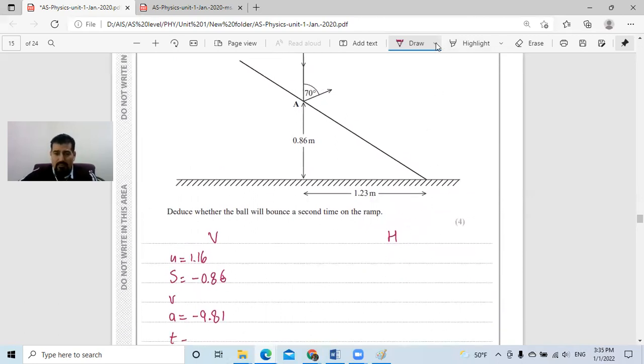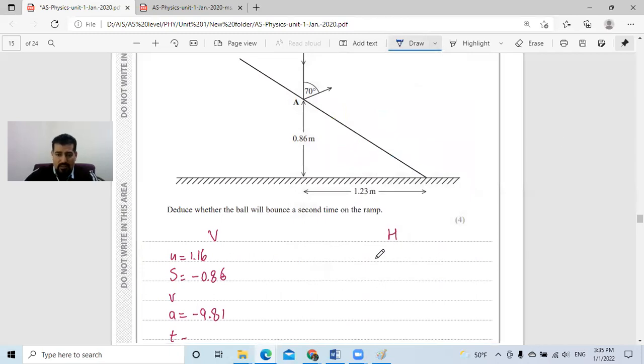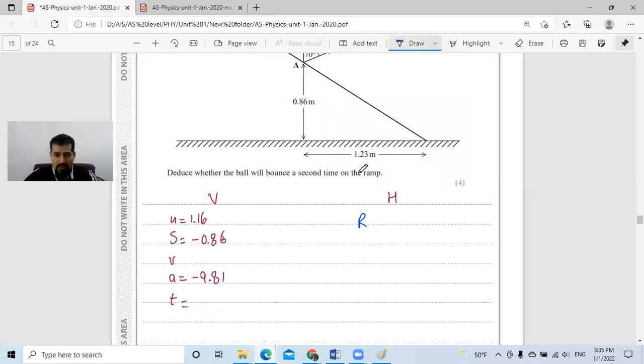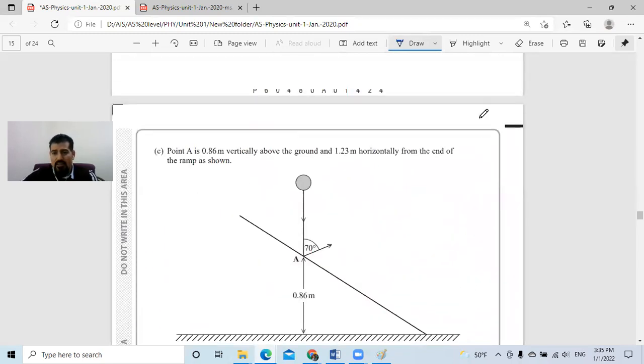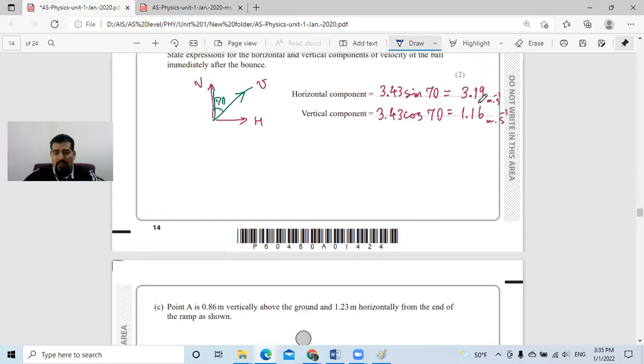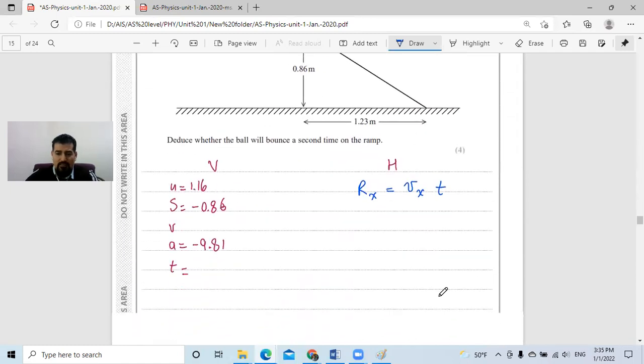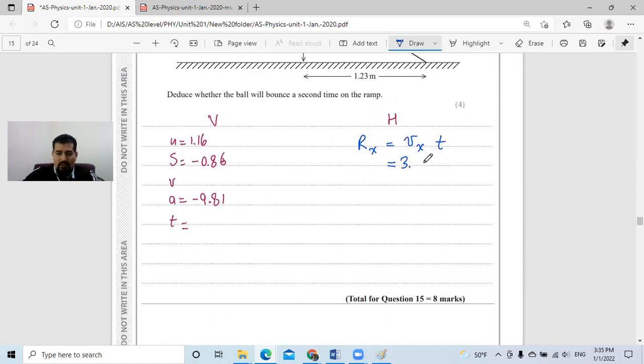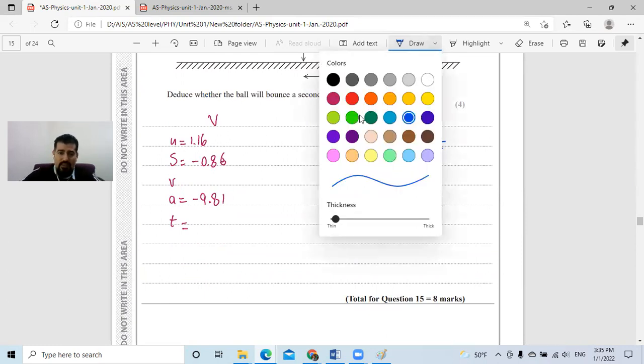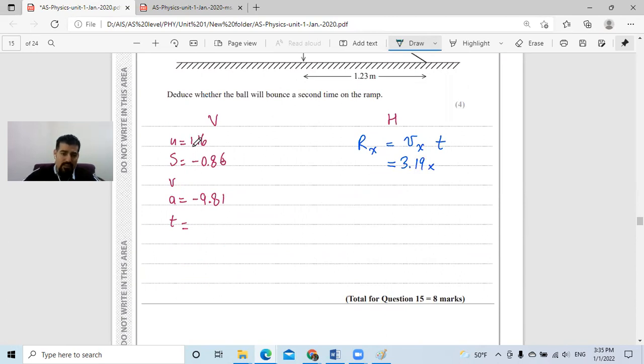I need to compare the range fall horizontally with this range. That means the range in the x-axis equals the speed in the x-axis multiplied by the time. And the speed in the x-axis here is how much? 3.19, multiplied by the time. So I need to find the time by the y-axis, since I have three given here, the u, the s and the a, to find the time.